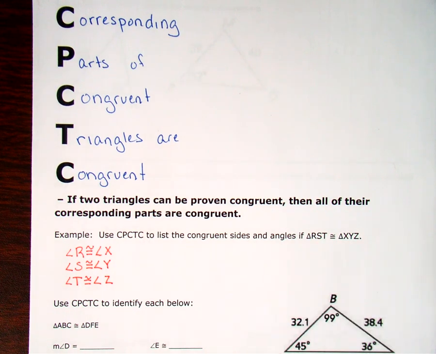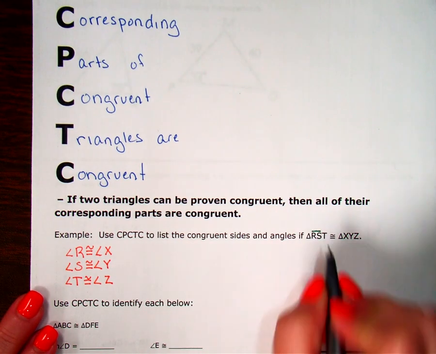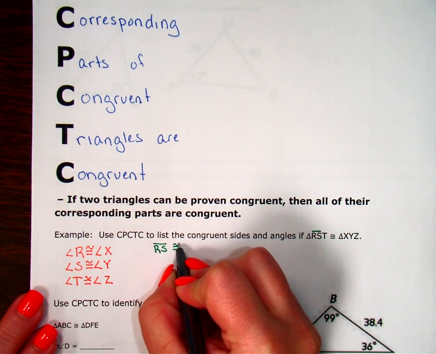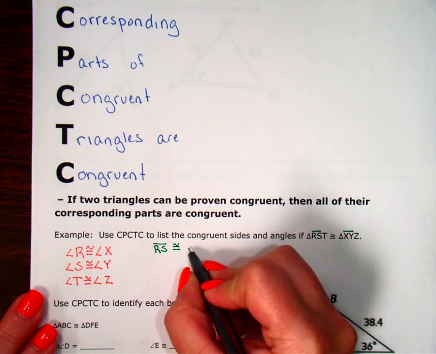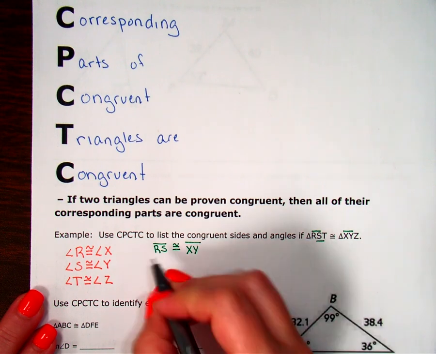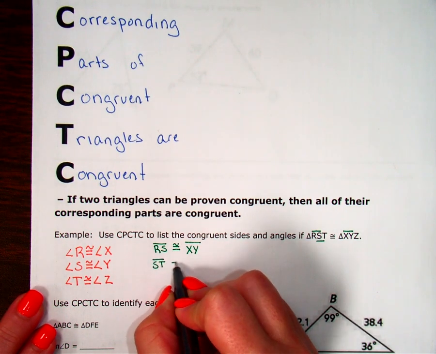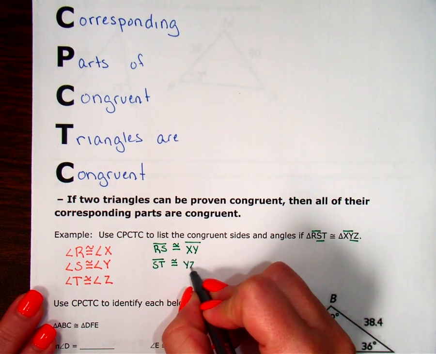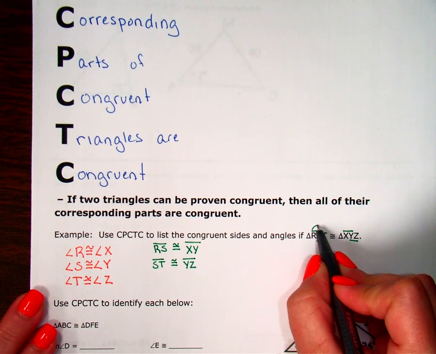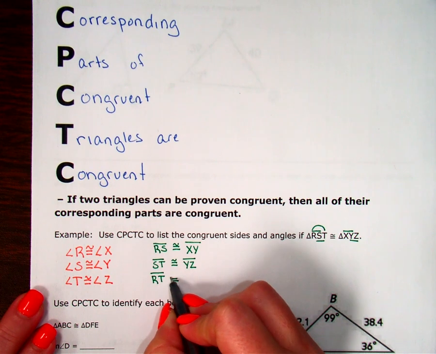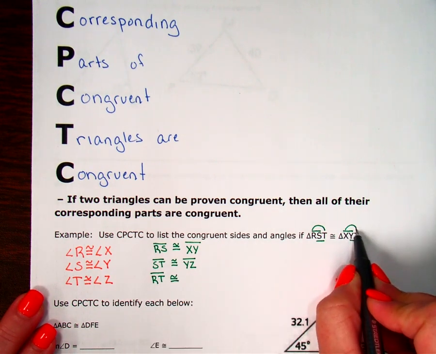When you're looking to list the sides, the triangles are made up of segments, so we look at the segments. The first 2 letters are RS. So I know segment RS is going to be congruent to segment XY. And then I know segment ST will be congruent to segment YZ. And then my outside 2 letters, segment RT, will be congruent to segment XZ.